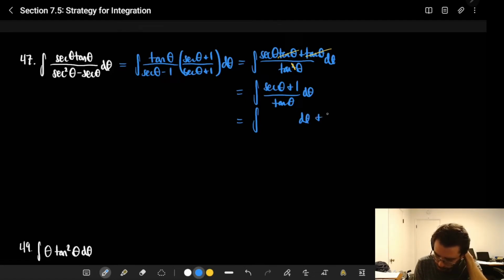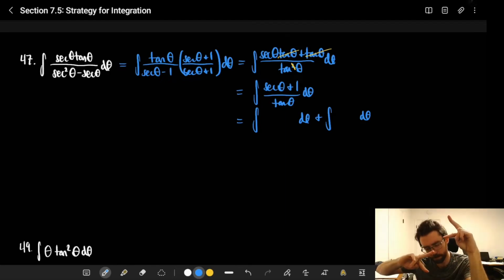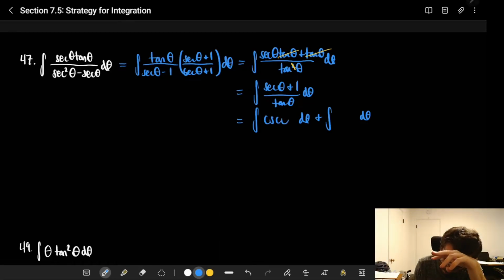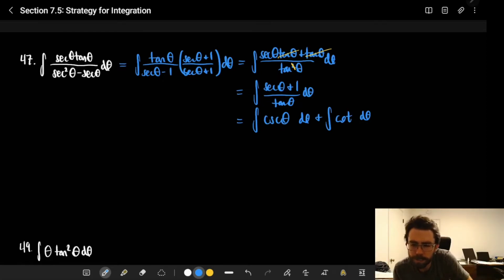Right, so I'll write down two integrals. Secant over tangent is 1 over cosine over sine over cosine. Flip it and you get just a cosecant, I think. The other one's 1 over tangent, which is cotangent. And then, are these nice? Maybe. I don't know. I have to look these up. I don't know if I remember these.